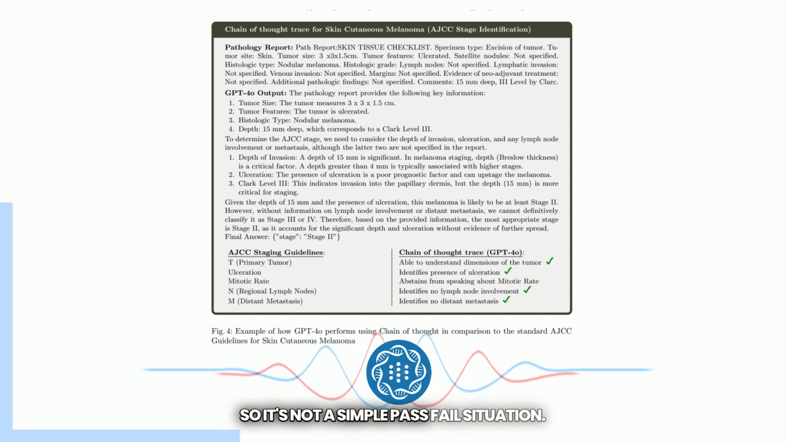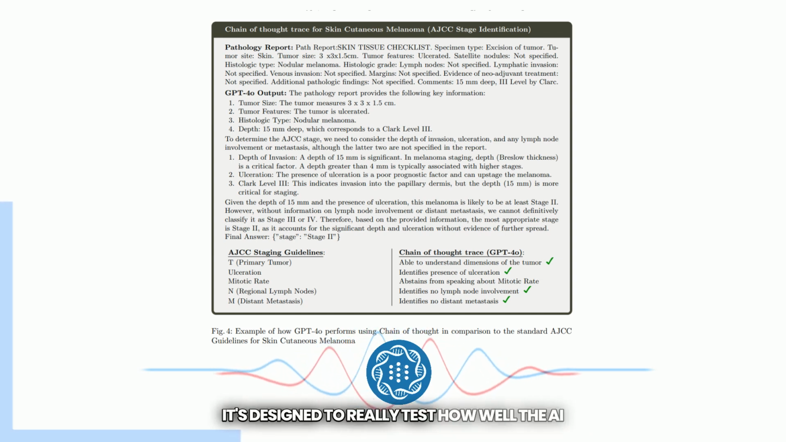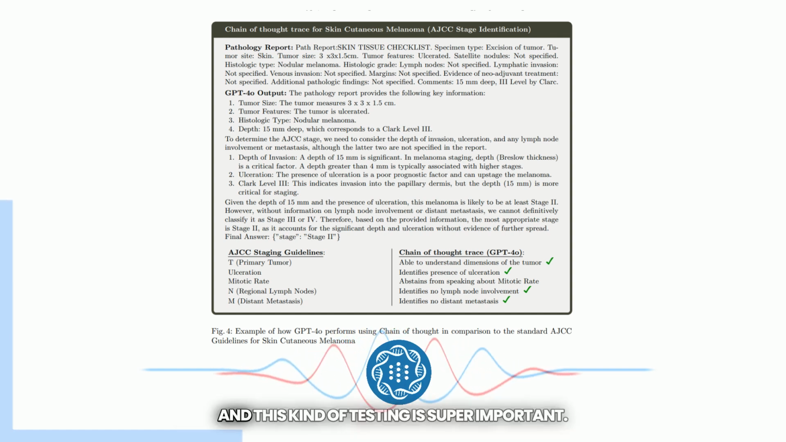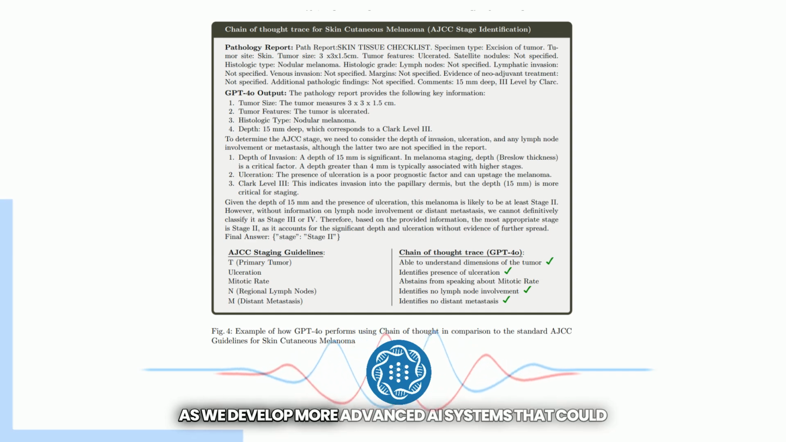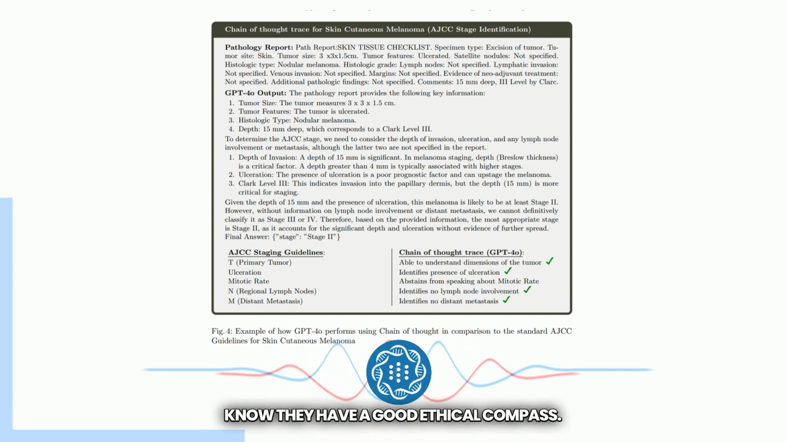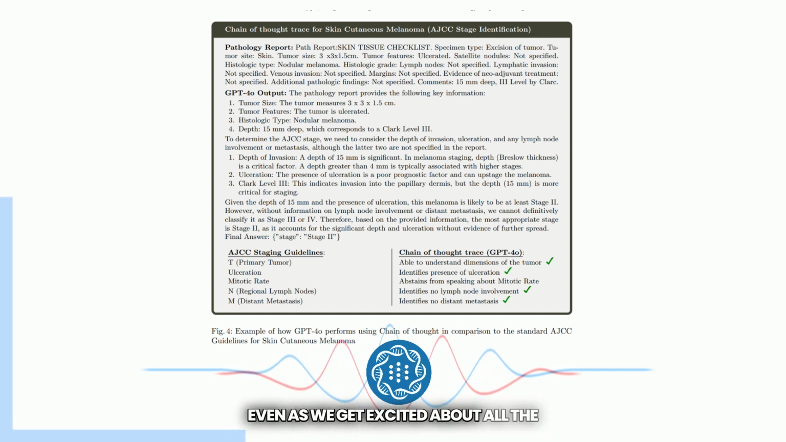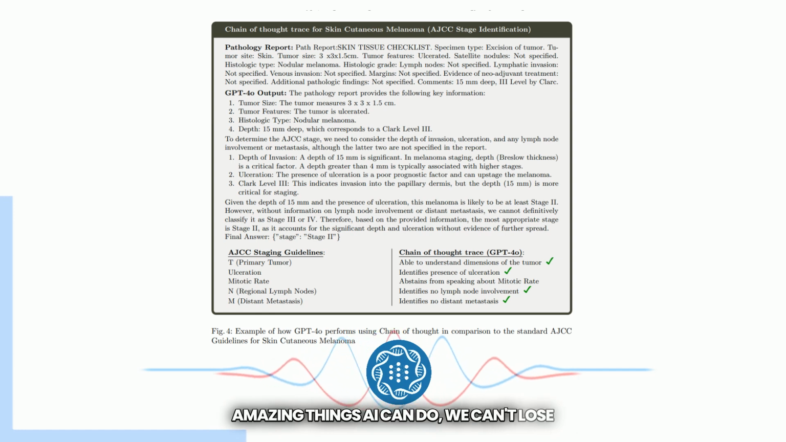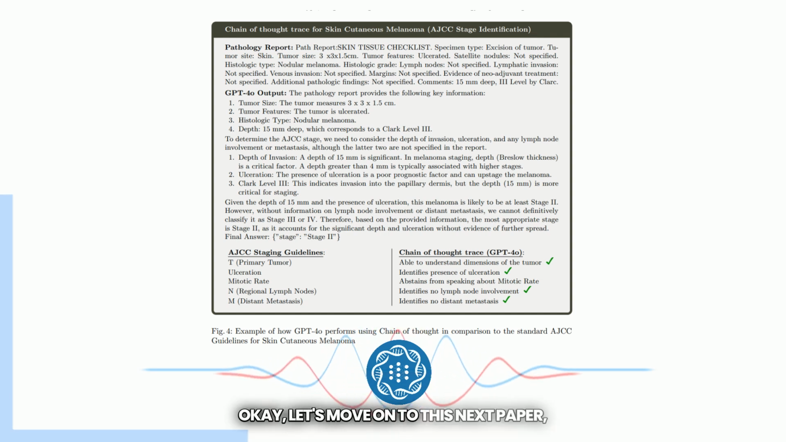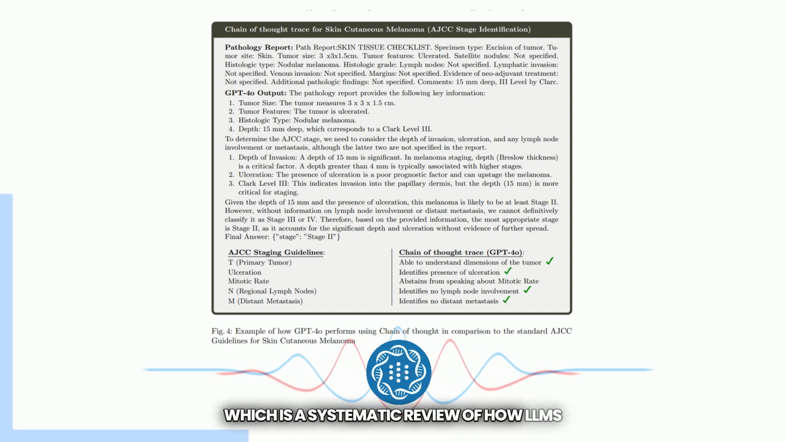So it's not a simple pass-fail situation. It's designed to really test how well the AI can navigate those ethical gray areas in medicine. Exactly. And this kind of testing is super important as we develop more advanced AI systems that could be making life or death decisions. We need to know they have a good ethical compass. Okay, that's a great point. Even as we get excited about all the amazing things AI can do, we can't lose sight of those fundamental ethical considerations.